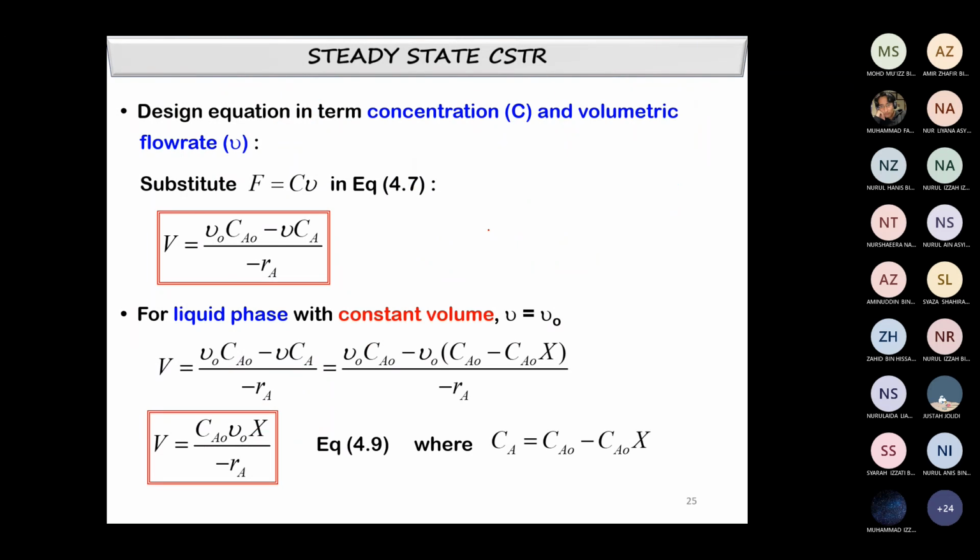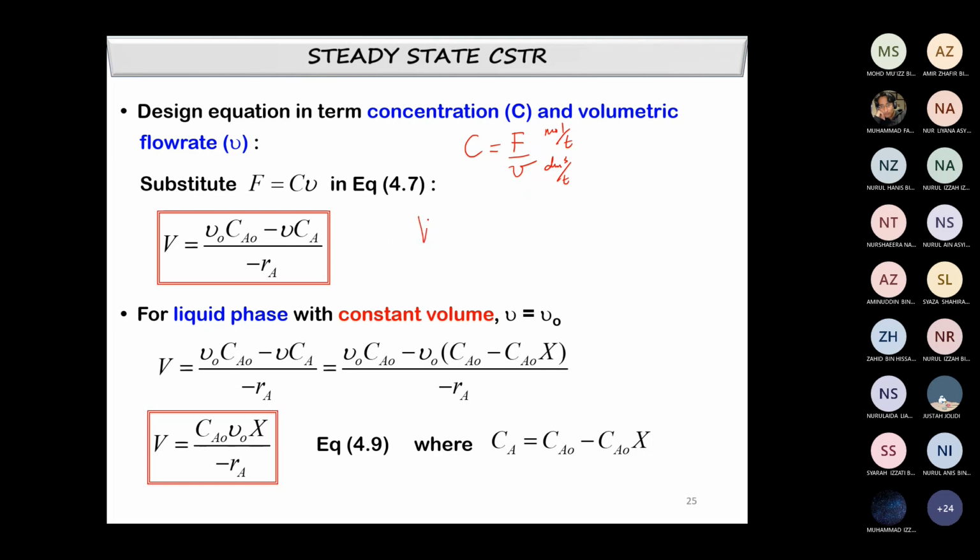Then we move to the next slide. Design equation in terms of concentration C and volumetric flow rate. Okay, so remember what is C. C is equal to molar per second over the volumetric flow rate. So this is mole per time, and this one is decimeter cube over time.